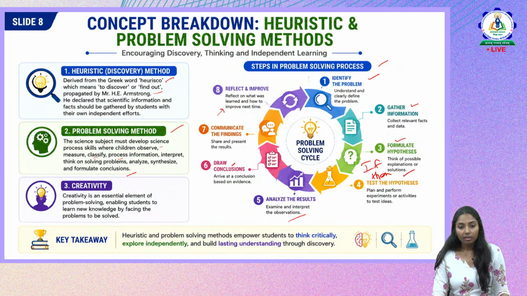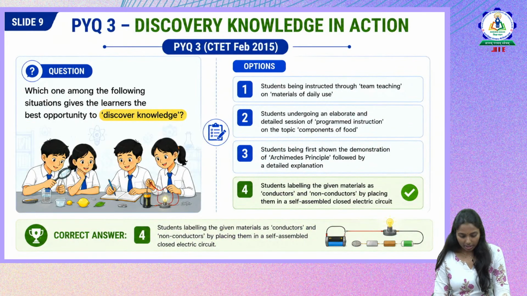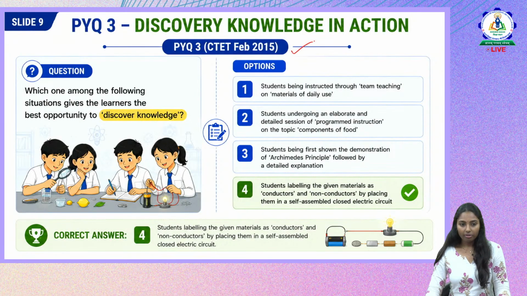Majorly, these kinds of teaching and learning strategies, like the heuristic method and problem solving method, all help in increasing the creativity of the students, help them think critically, explore the nature around them independently, and make sure that the learning lasts longer and is more meaningful than what was taught in the lecture method. So now let us move on to the next question. It is from 2015. The question is as follows: which one among the following situations gives the learner the best opportunity to discover knowledge?